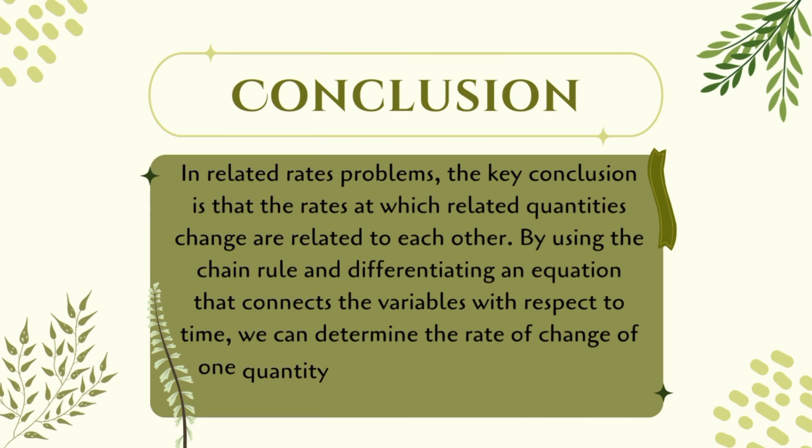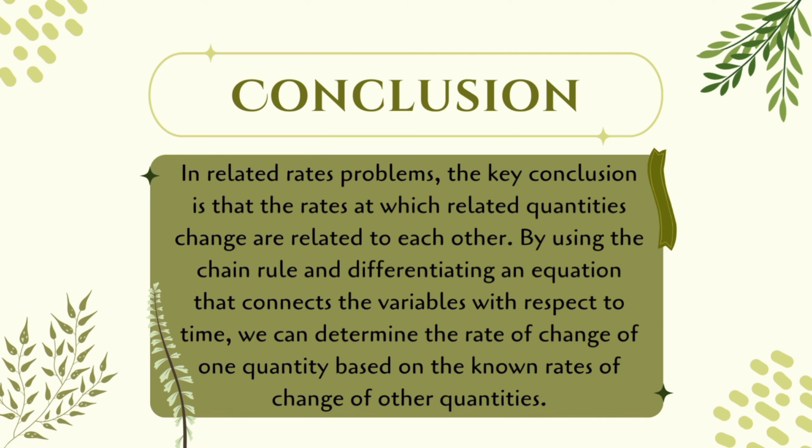Last but not least, the conclusion for our assignment. In related rates problems, the key conclusion is that the rates at which related quantities change are related to each other. By using the chain rule and differentiating an equation that connects the variables with respect to time, we can determine the rate of change of one quantity based on the known rates of change of other quantities.